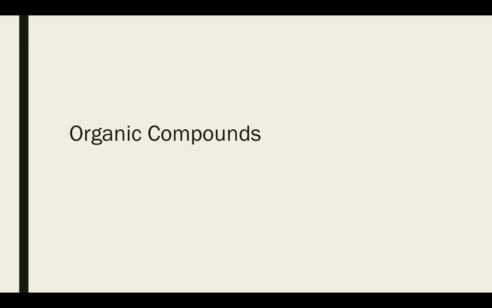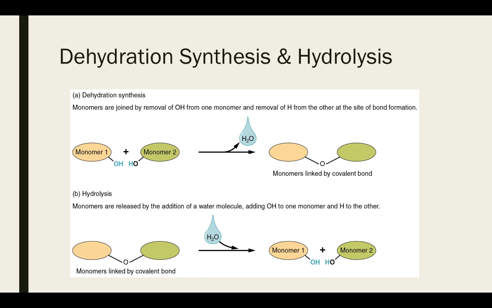Now we're going to talk about organic compounds. To start, we're going to need to know what dehydration synthesis and hydrolysis are, and this is really important to know for the rest of this chapter. First, dehydration synthesis is where two monomers come together to make a polymer. The way they do this is by taking away H2O, taking away water to make the bond. And when the bond breaks, what they do is add water, and that's called hydrolysis.